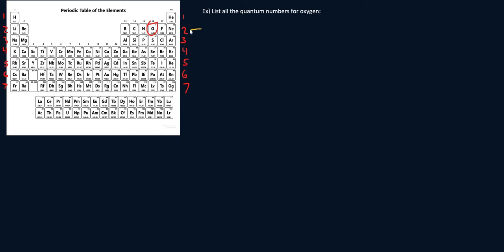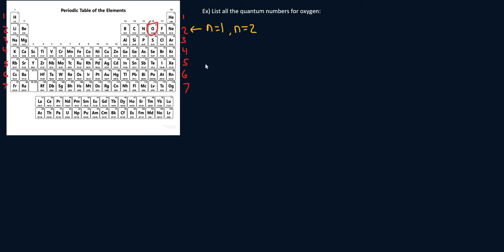So take note of where oxygen is on the periodic table. It's in n equals 2. Because it's in n equals 2, n equals 1 is going to be its first energy level, and then n equals 2 is going to be its second energy level, because these energy levels stack on top of each other. So if your element is in the second row, it's going to have n equals 1 and it's going to have n equals 2. It's not just going to have n equals 2. It's going to have both of them because they stack onto each other.